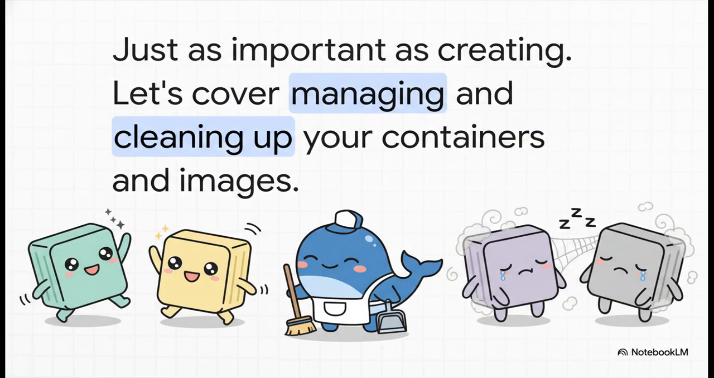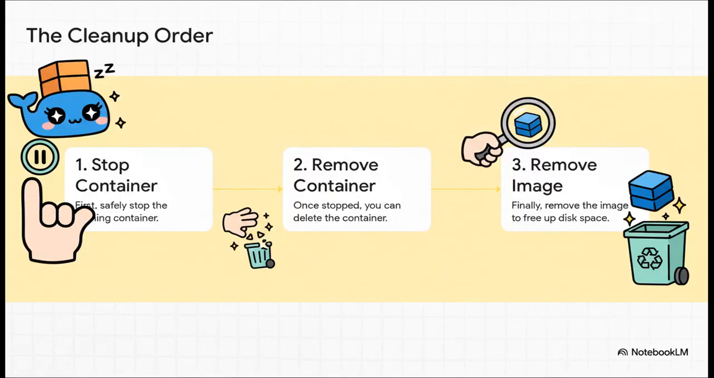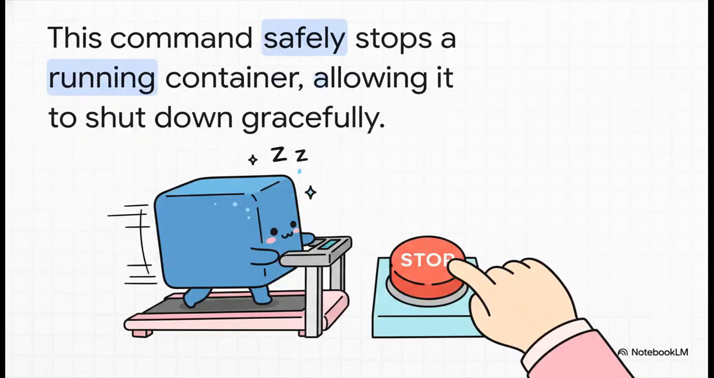Okay, part 3, cleanup. It's not glamorous, but you gotta do it. And listen, there's an order to this. You have to stop, then remove the container, then the image. First up, command 8, docker stop. Just give it the container ID and it'll shut down safely.